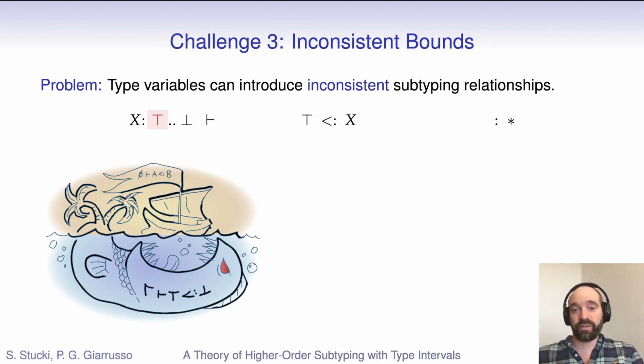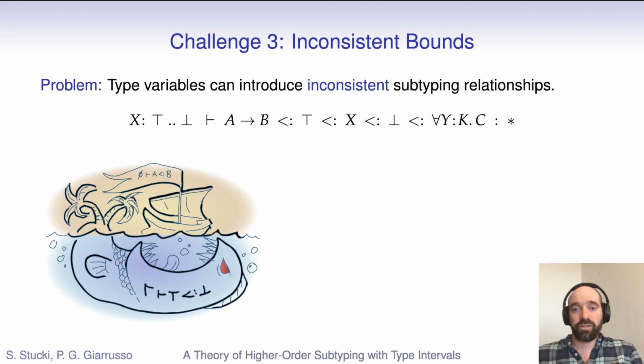Now because top is a lower bound of X, we can derive that it's also a subtype of X. And because top is a supertype of every other type, any type whatsoever by transitivity is a subtype of X. But X also has bottom as an upper bound, which means that X is a subtype of bottom. And because bottom is a subtype of every other type, any type whatsoever is a supertype of X. And so by transitivity, any type is a subtype of any other type we want.